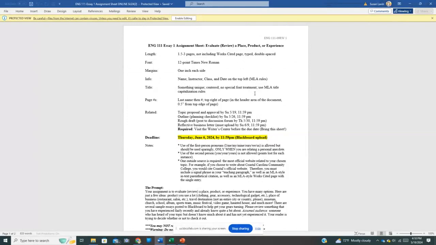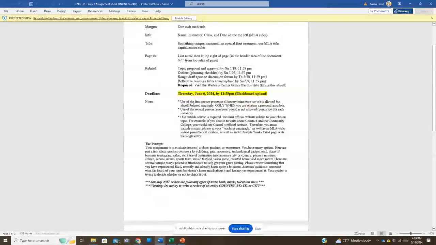So, for instance, it could be a restaurant. It can be a product like a makeup product or diapers. It could be anything. An experience could be like a destination vacation. I've seen a lot of papers on destination vacations. I've seen it on amusement parks, museums. It could be on any kind of experience, a concert. So there's lots of things that you could pick. So the deadline again is June 6th.